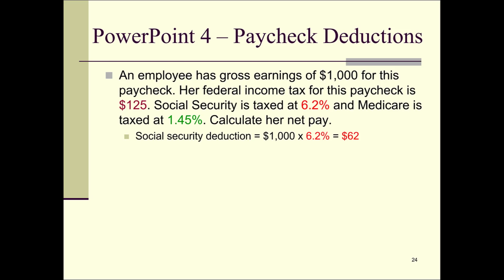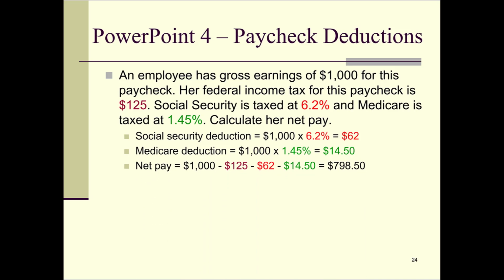Next, let's do her Medicare. Medicare is 1.45% of gross. So that turns out to be $14.50. So her net pay is going to be $1,000 minus the federal income tax of $125, minus the $62 for Social Security, minus the $14.50 for Medicare, gives us take-home pay or net pay of $798.50.